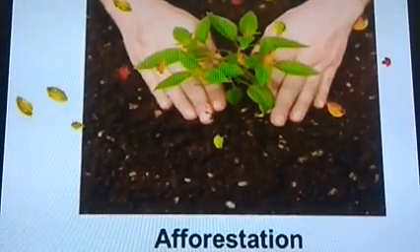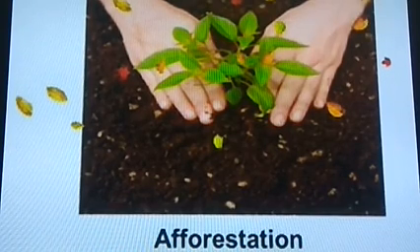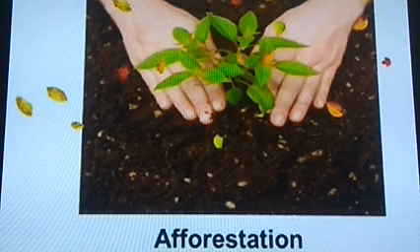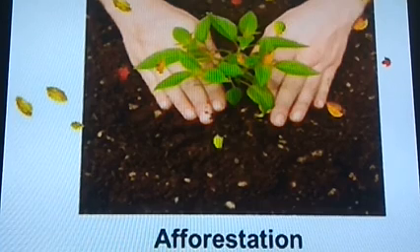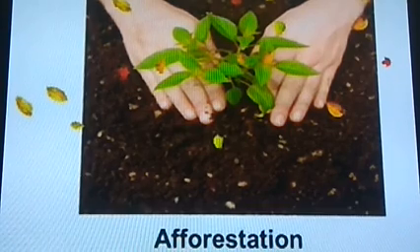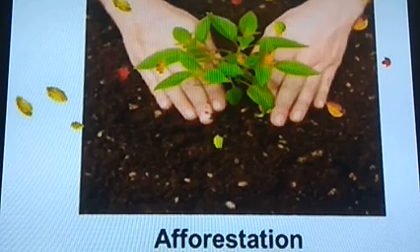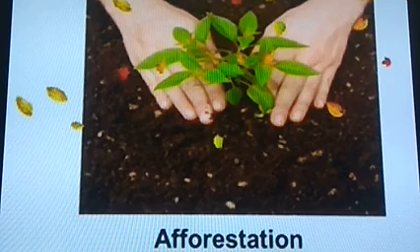Second is afforestation. Students, what do you mean by this term afforestation? Afforestation means planting more and more trees on a large scale on barren land. Students, we know the trees or the plants have deep and long roots which hold the soil firmly and do not allow the soil to be eroded by wind and water. So this is the best method to conserve the soil.